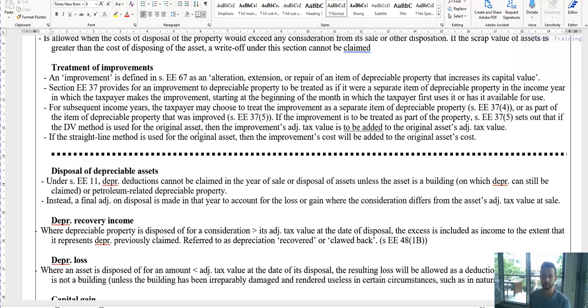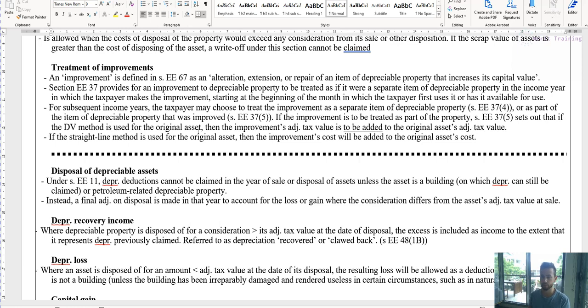So an improvement is defined in EE67 as an alteration, extension, or repair of an item of depreciable property that increases its capital value. Section EE37 provides for an improvement to depreciable property to be treated as if it were a separate item of depreciable property in the income year in which the taxpayer makes the improvement. For subsequent income years, the taxpayer may choose to treat the improvement as a separate item of depreciable property, so you can actually record it as a different item altogether, even if it's just an extension to the existing asset, or you can do it as part of the item of depreciable property that was improved. So you have the option there.